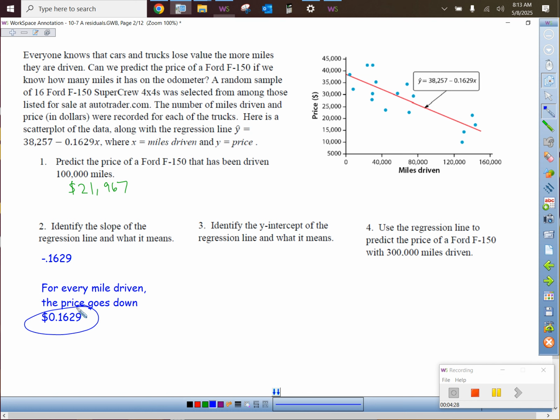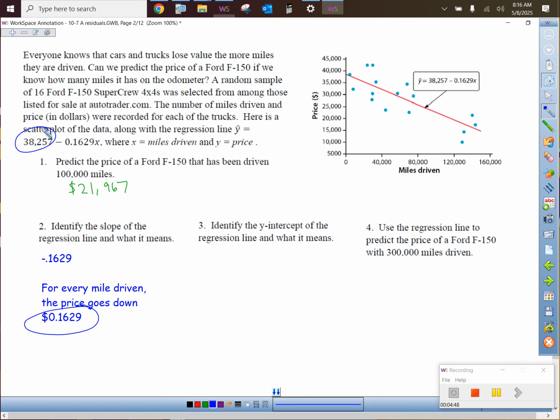So let's see if you and a neighbor can just talk about it. We'll get it together. Which one's the y-intercept, and what do you think it means? Just discuss that with a neighbor. We're down with the fact that it's 38,257, right? But what does it also mean?